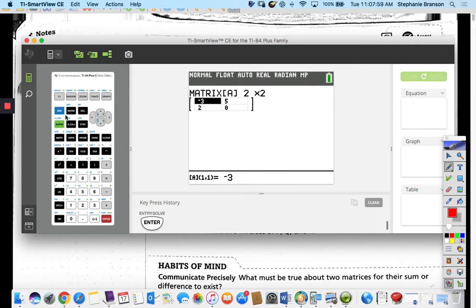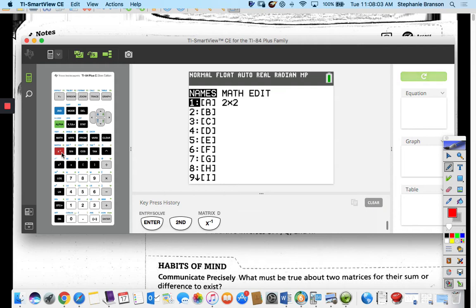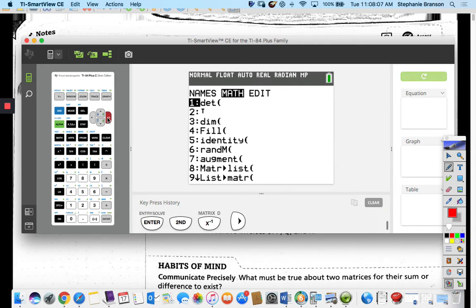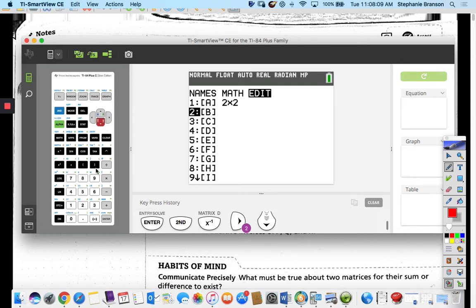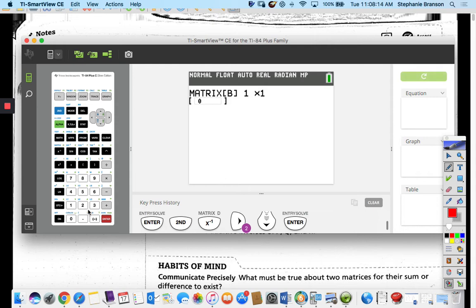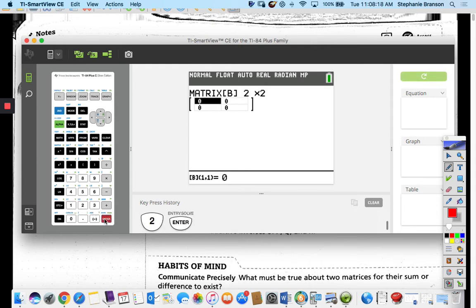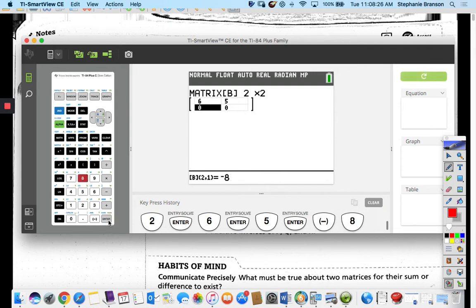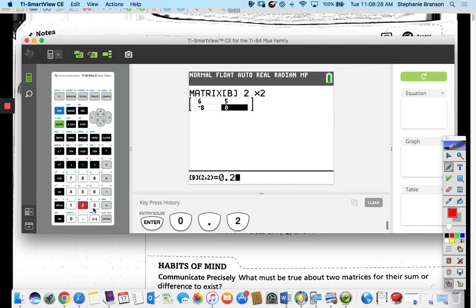Now we're going to follow those same steps. Second, and then that x to the -1 button again. But instead of editing A this time, we're going to edit B. Again, it's a 2x2 matrix. 6, enter. 5, enter. -8, enter. 0.2, enter.